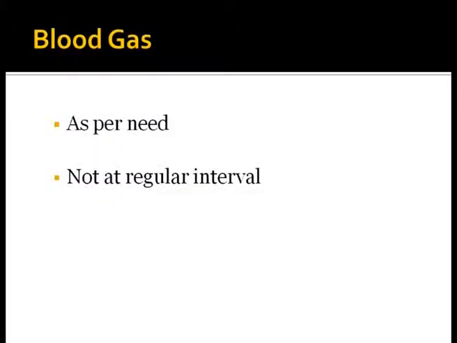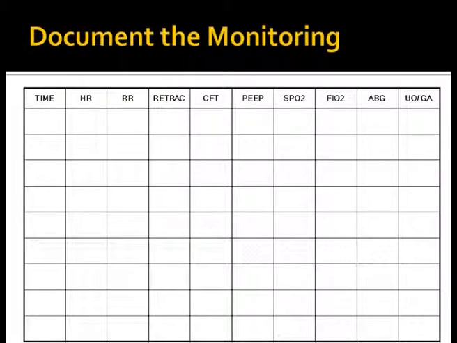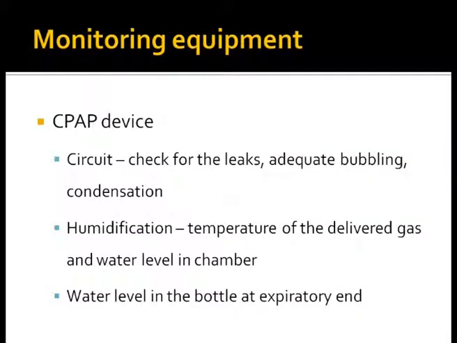Initial blood gas will help to determine acid-base status of a sick baby. Subsequent blood gases are required as per the need of the clinical situation. It is important to document the various things that are being monitored while the baby is on CPAP. CPAP machine and circuit are very simple, but keeping it in place requires good nursing care.